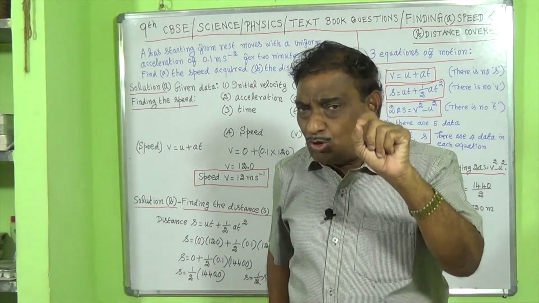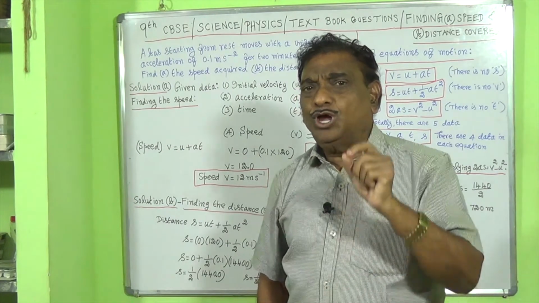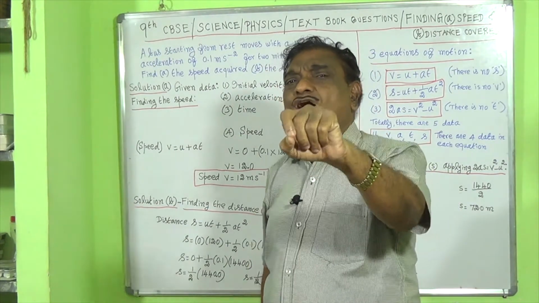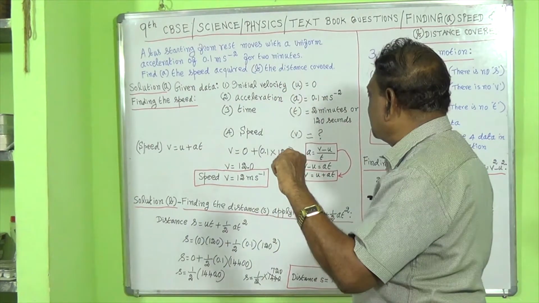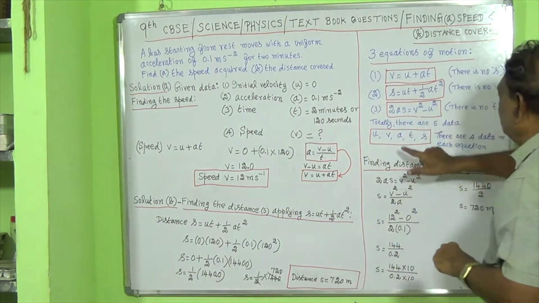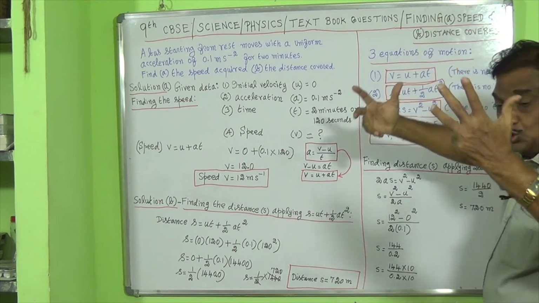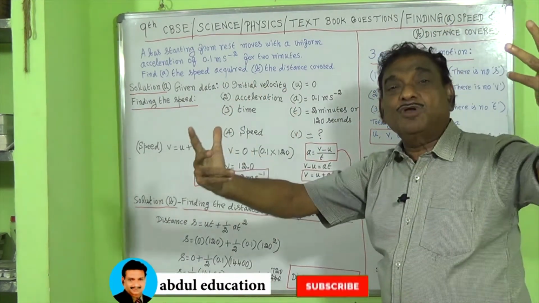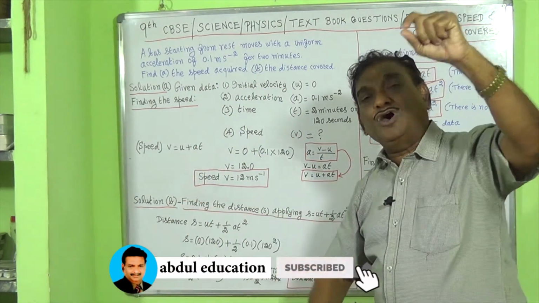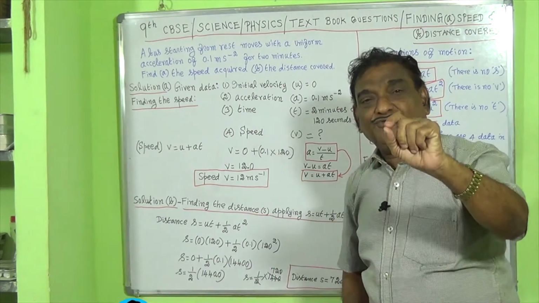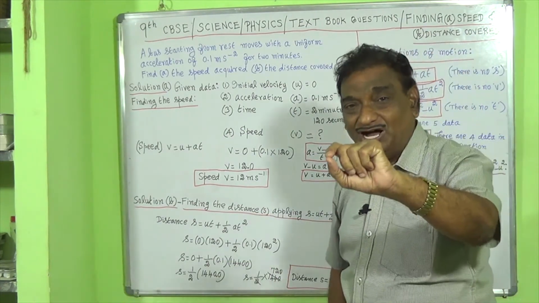You may ask one question, sir, why don't I select the formula to find the distance covered? That is the third equation of motion. Yes, you can also select the third formula. From the third formula also we can find the distance covered.